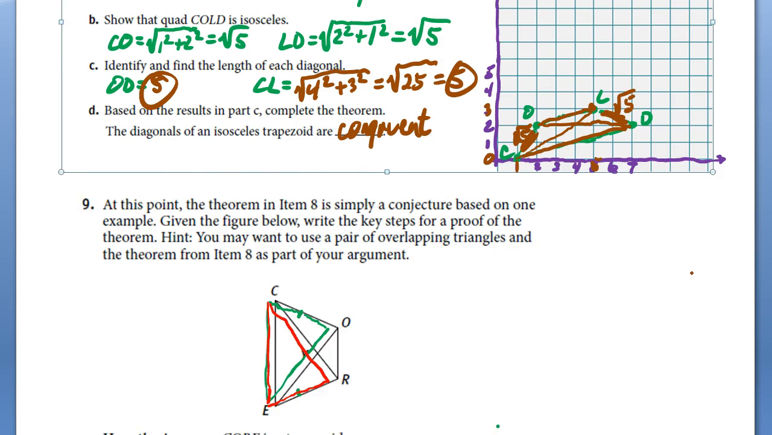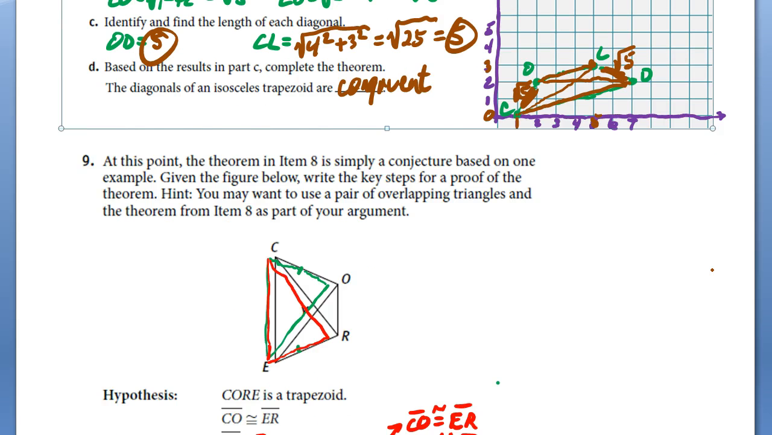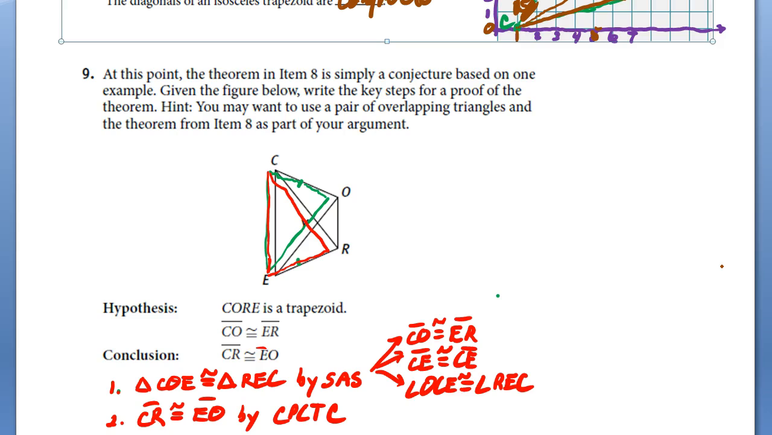Question 9. At this point, the theorem in item 8 is simply a conjecture based on this one example. Let's write the key steps for a proof of this theorem, because once we prove it, we can then use the theorem for the rest of geometry class.